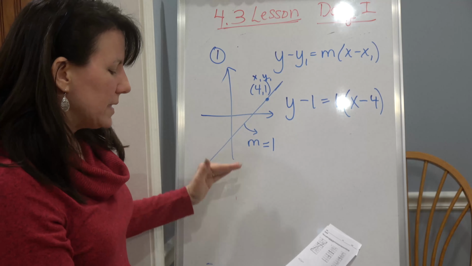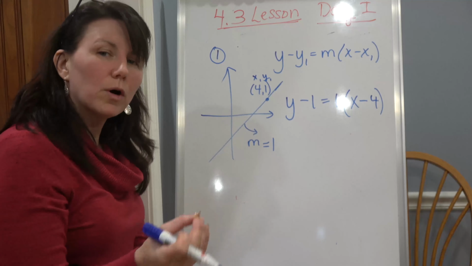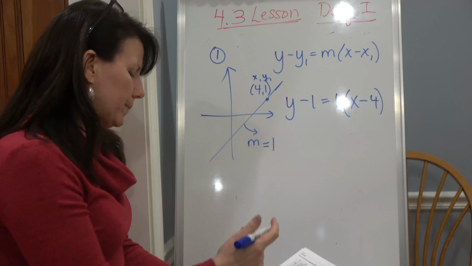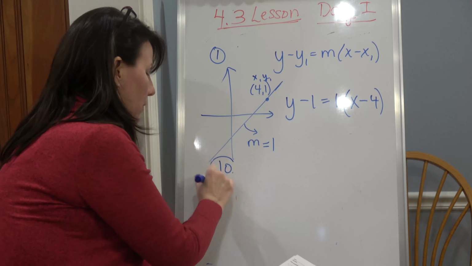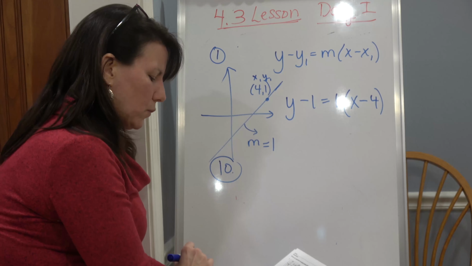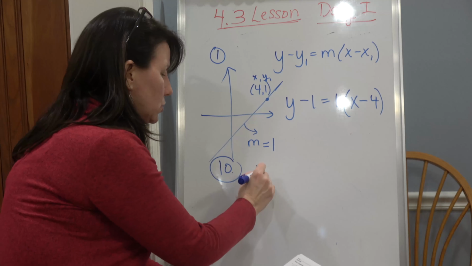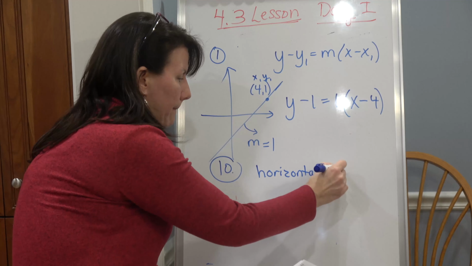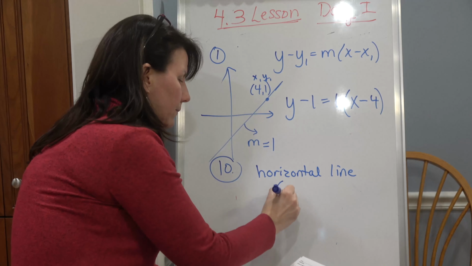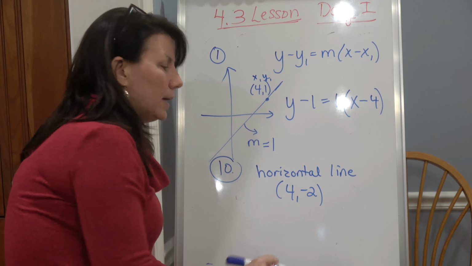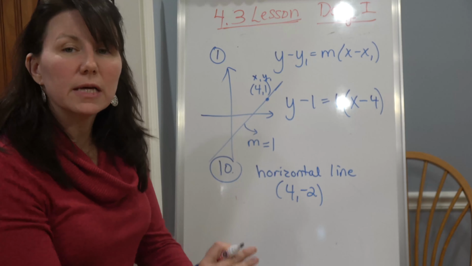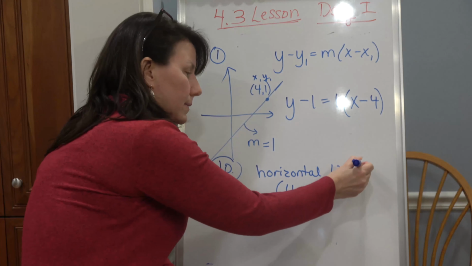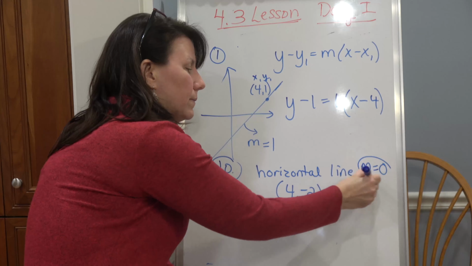Going down to number 10 and 11, now they're writing it out in words, but the words should give you information about the slope. In number 10, it says, write an equation in point slope form for a horizontal line that passes through the point 4, -2. Now, what do you know about a horizontal line? What is the slope of any horizontal line? Very good, slope is 0.